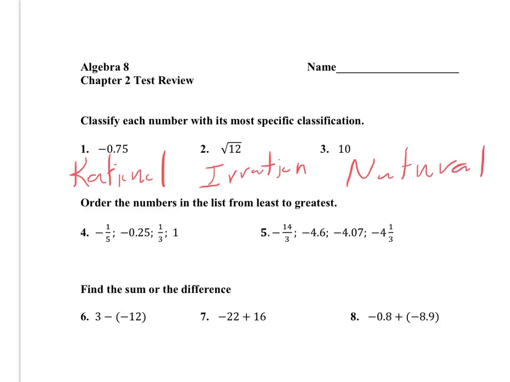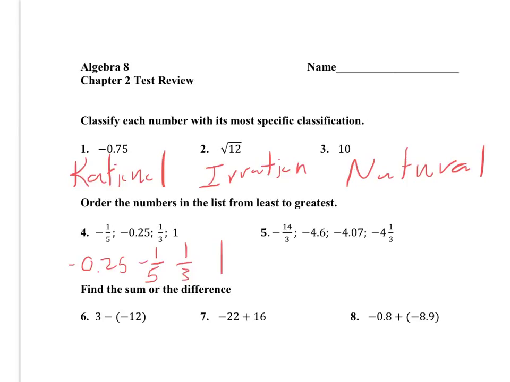Alright, now ordering numbers. So let's see, a negative number would always be less than a positive number. Now, I do know that negative 2.5 is less than negative 1/5 because I know 1/5 as a decimal is 0.2. And then we're just left with 1/3 and 1, and that should be pretty obvious that 1/3 is less than 1. Okay, now we get to a whole slew of negative numbers.